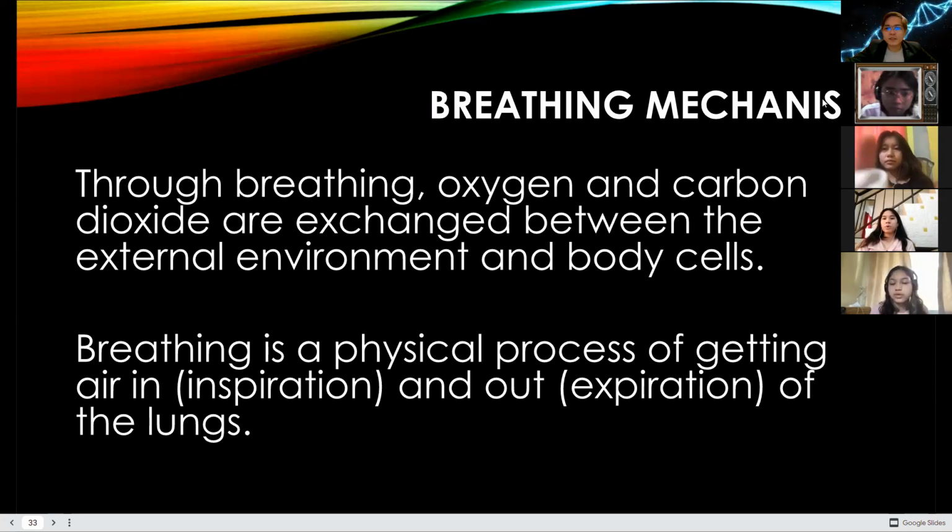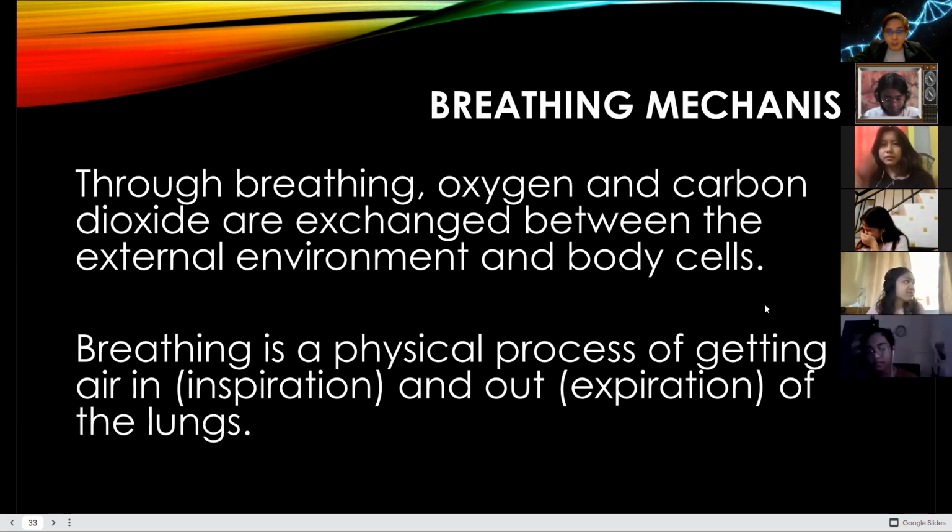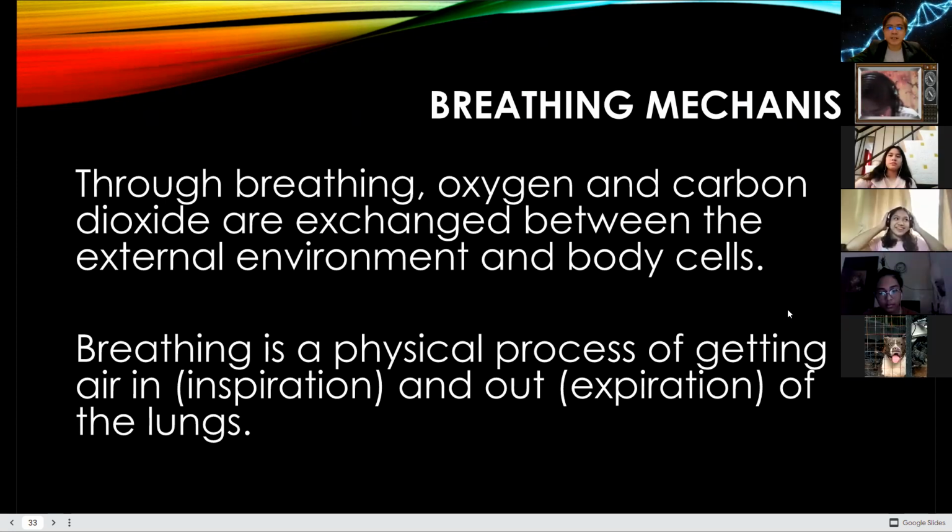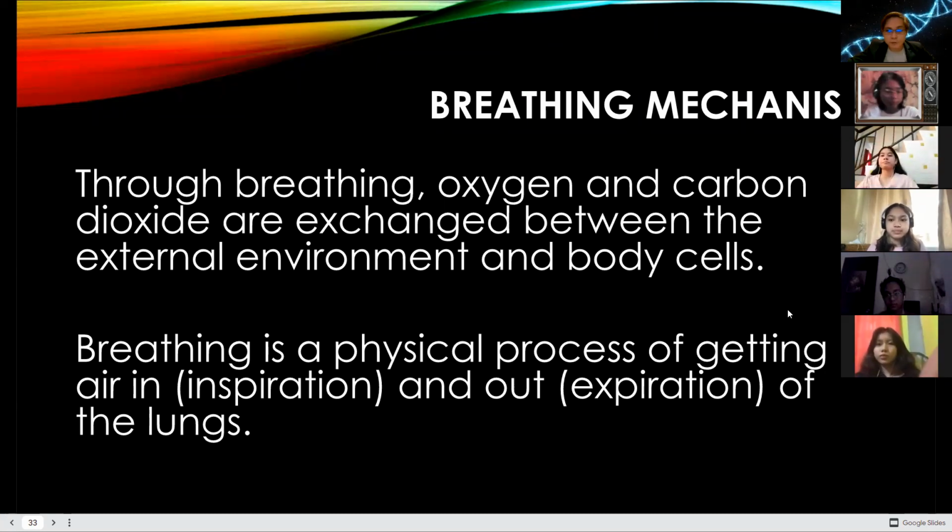We are now in the middle of the lesson. We are in the breathing mechanism. Through breathing, oxygen and carbon dioxide are exchanged between the external environment and the body cells. External environment in the sense that inhalation, you're actually inhaling air going to your lungs. Air is a mixture of different gases, like carbon dioxide and also carbon monoxide and all of those.